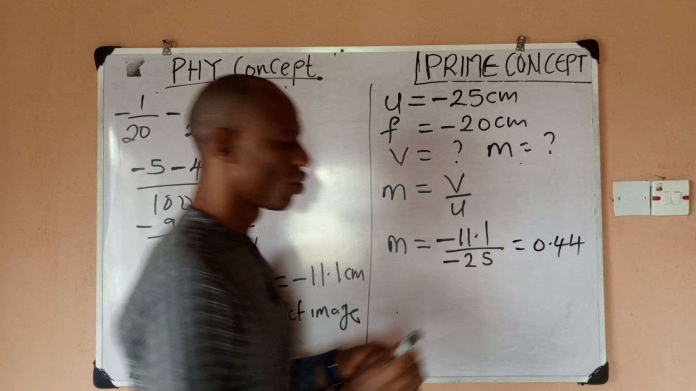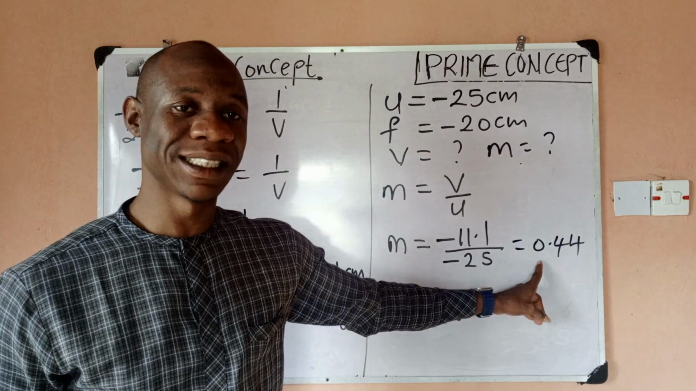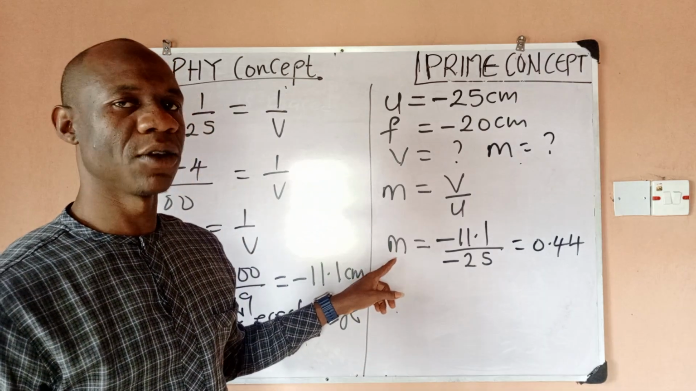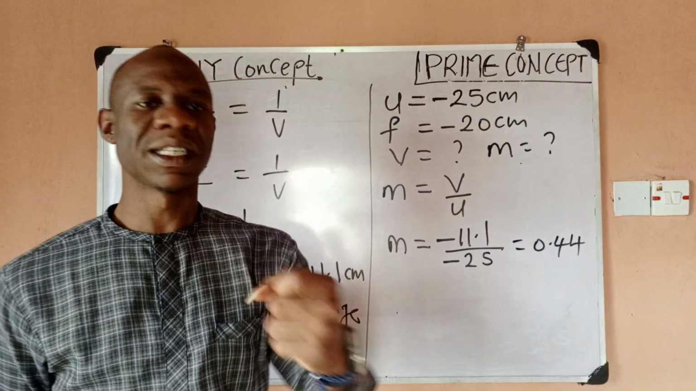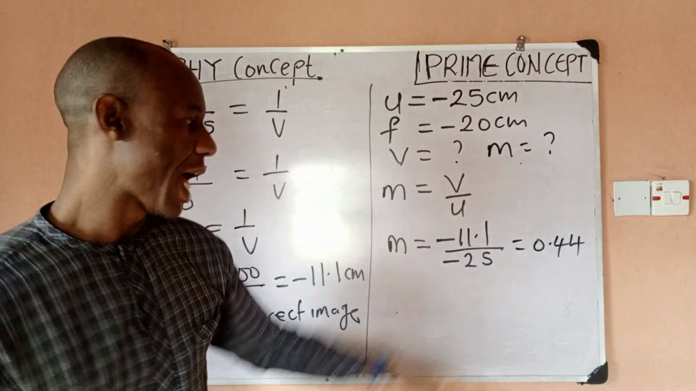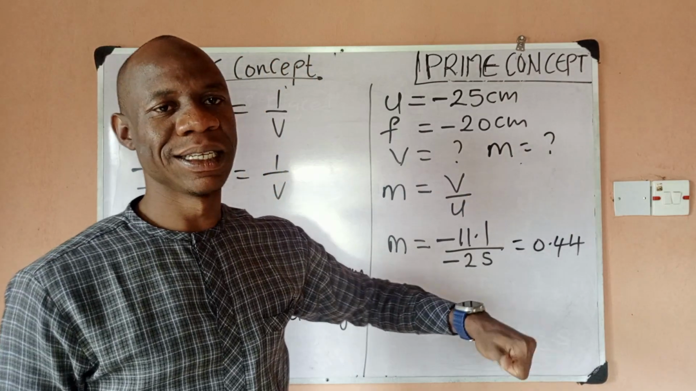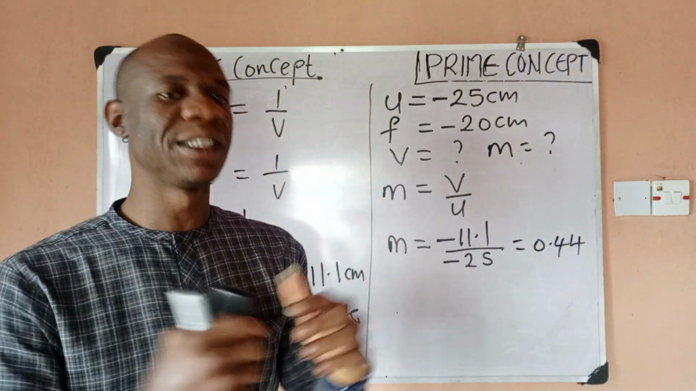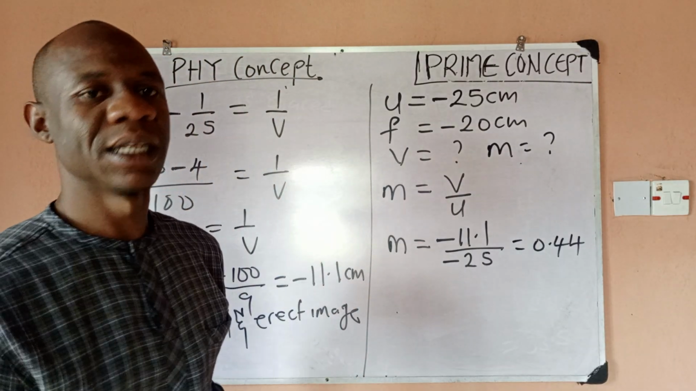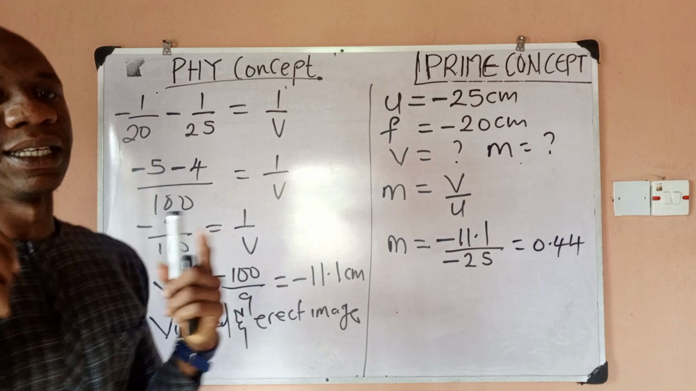So we have 0.44. Assuming the result of our magnification is negative, it will tell you that your image is inverted. But because the result of your magnification is positive, it means that your image is erect. So this is another way you can verify. Now, our magnification is 0.44, which is less than 1. It simply means that the image is diminished. So whenever you get a value less than 1, 0 point something, it means that your image is diminished. I believe this concept is clear.